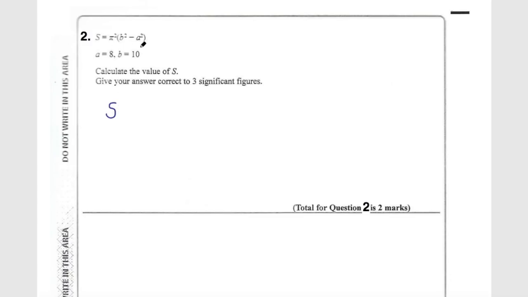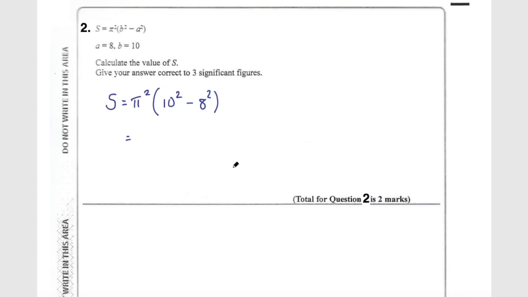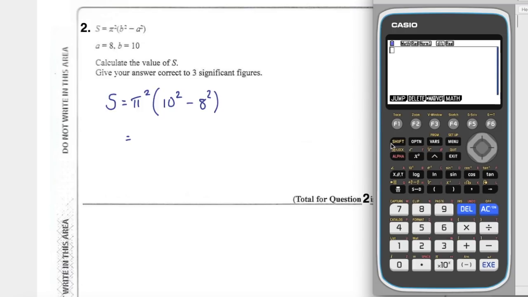So let's firstly substitute those values into this equation. So the pi squared stays where it is, and then when we get to b, we need to write 10 squared minus 8 squared bracket. So we need to assess what's inside the brackets first. Because this is a calculator question, you can put this straight into a calculator and get the answer as it is. So let's go ahead and do that. So we've got pi squared. Find the pi button on your calculator, and then squared bracket 10 squared minus 8 squared.